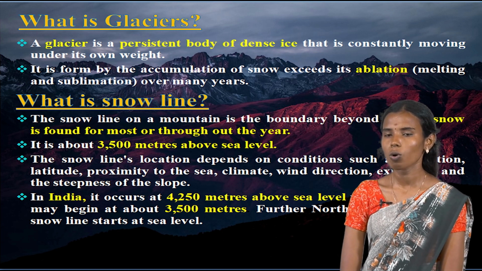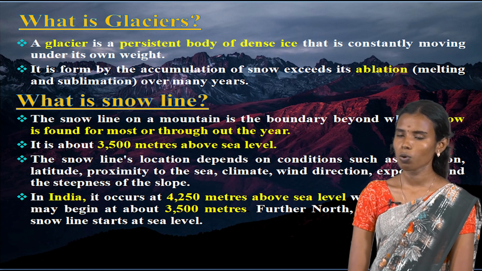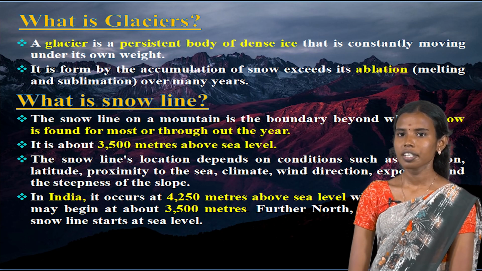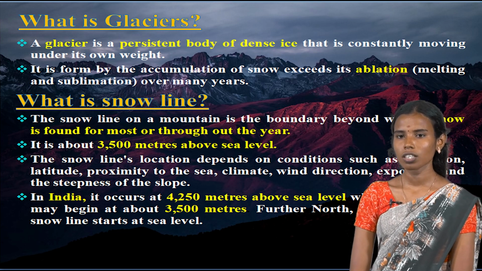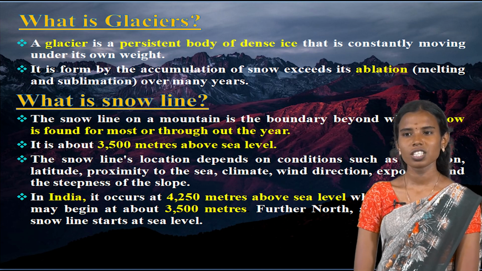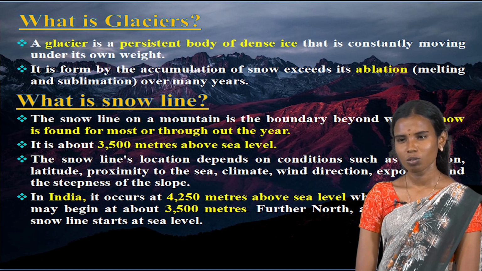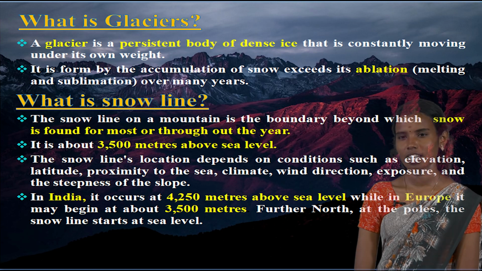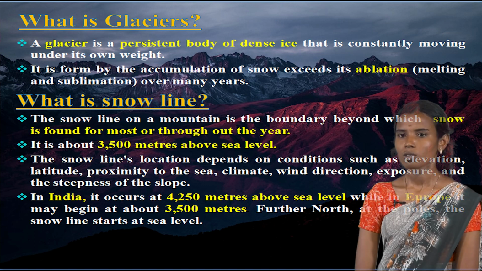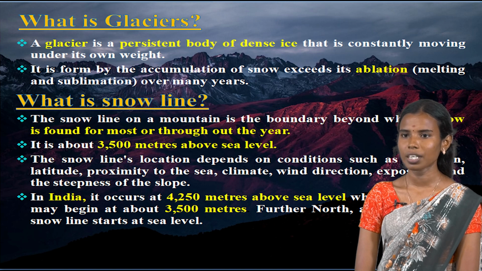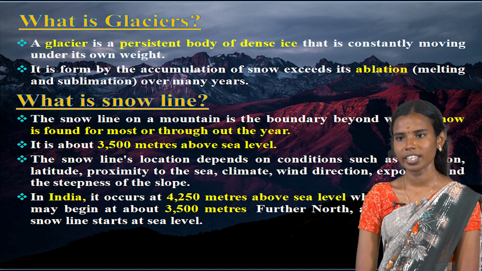So what is snowline? The snowline on a mountain is a boundary beyond which snow is found throughout the year. It is about 3,500 meters above the mean sea level. The snowline is an imaginary line. Its location depends on conditions such as elevation, latitude, proximity to the sea, climate, wind direction, exposure and the steepness of the slope. In India, the snowline occurs at 4,250 meters above mean sea level, while in Europe, it begins at about 3,500 meters.